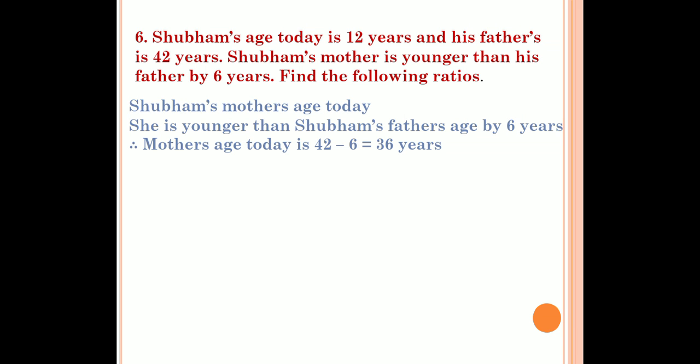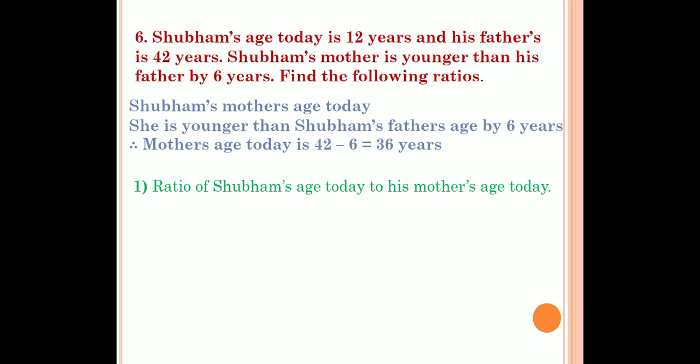So now we know Shubham's age. That is, Shubham's age is 12 years, Shubham's father's age is 42 years, and Shubham's mother's age is 6 years younger than the father. So that is why it is 36 years. Now we can solve each question step by step.